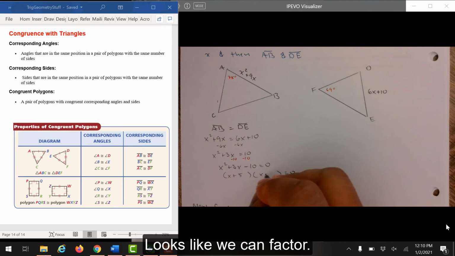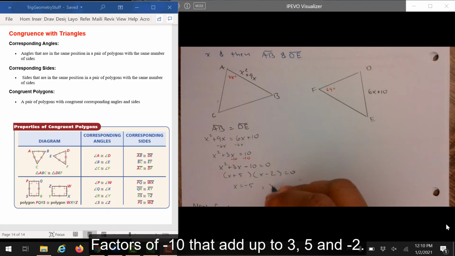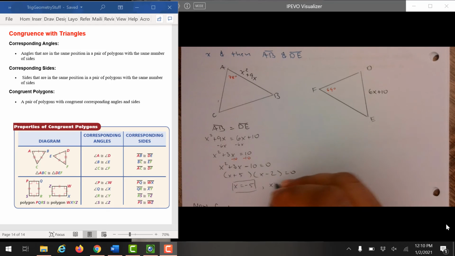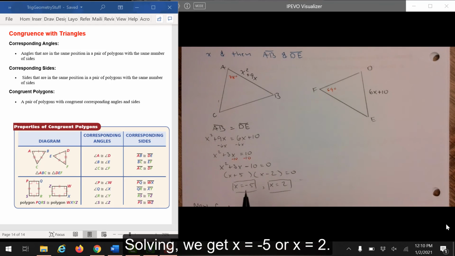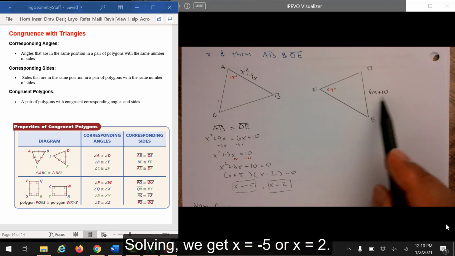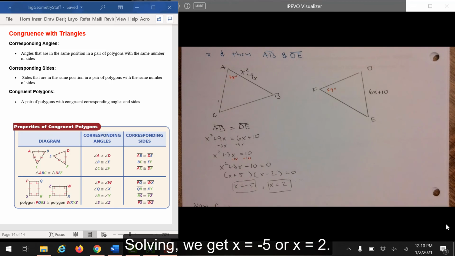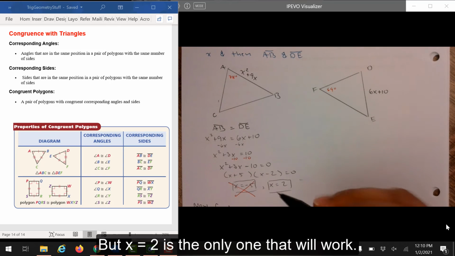Looks like we can factor. Factors of -10 that add up to 3 are 5 and -2. Solving, we get x equals -5 or x equals 2. But x equals 2 is the only one that will work.